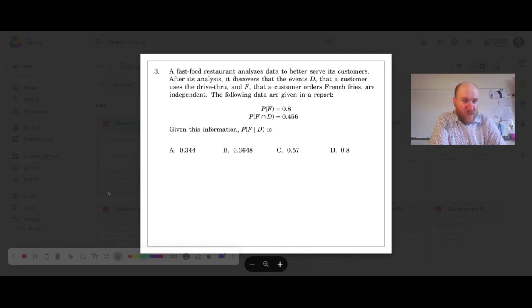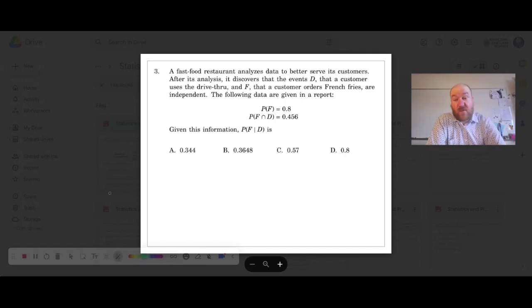And then the second row has a new symbol here, P(F∩D). That symbol means and. That symbol means both of those things are true. So the probability of F and D, which means the probability of someone ordering French fries and going to the drive-thru, is 0.456. So that means 45% of people that are in the drive-thru order French fries. That's not true. That means that out of everyone that comes to this restaurant, 45% of them are French fry orderers that are in the drive-thru. That's a better way of saying that.